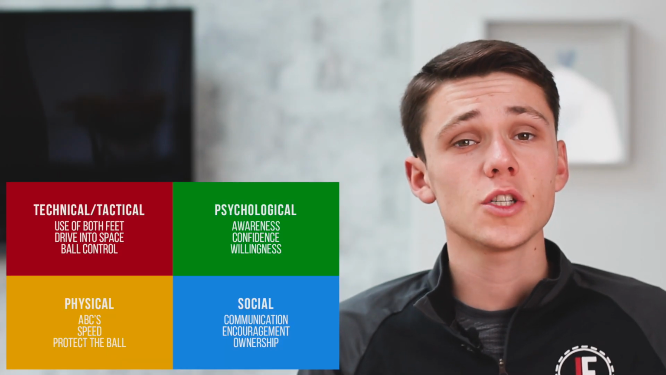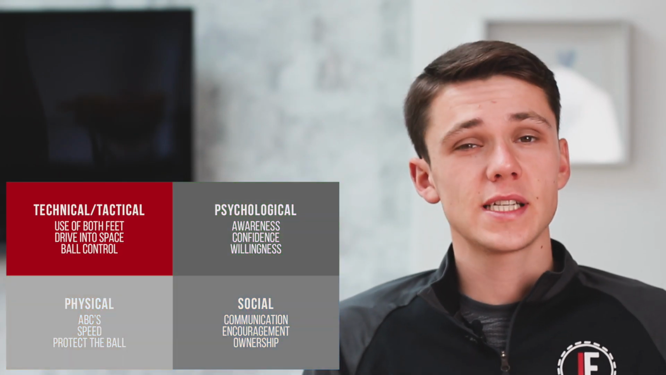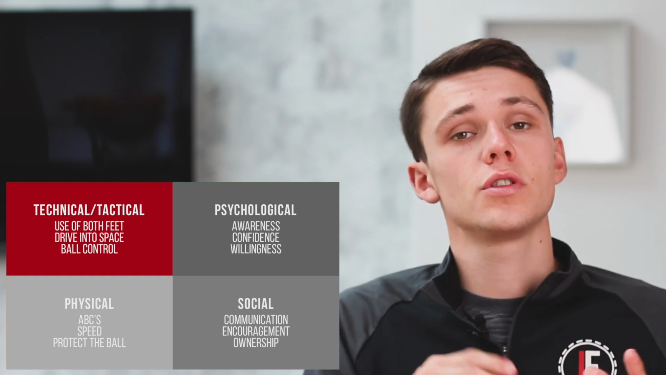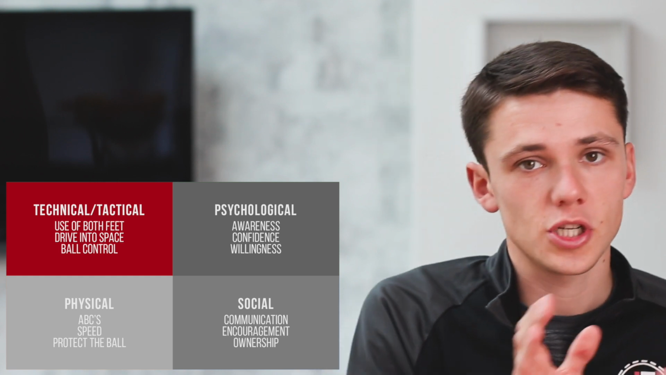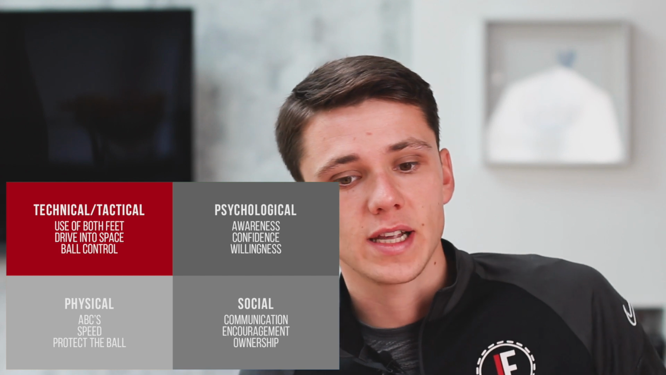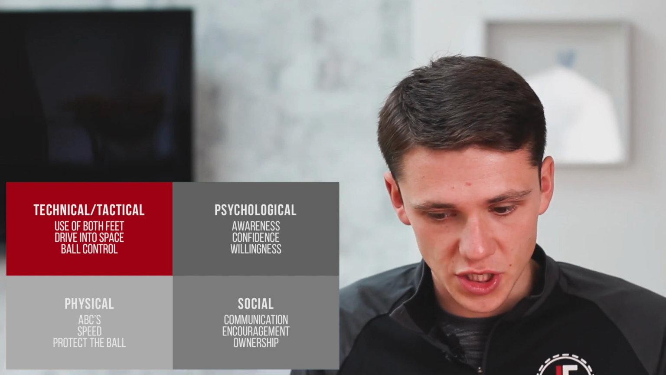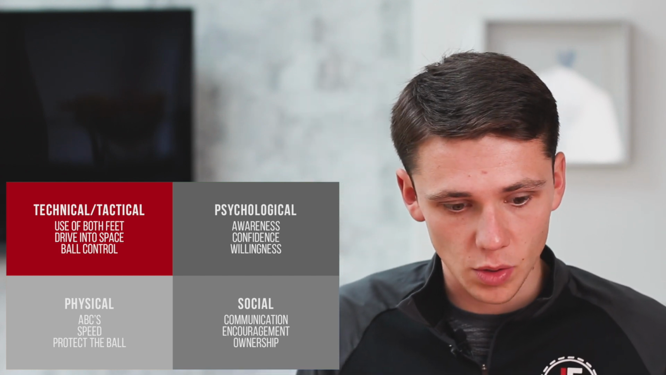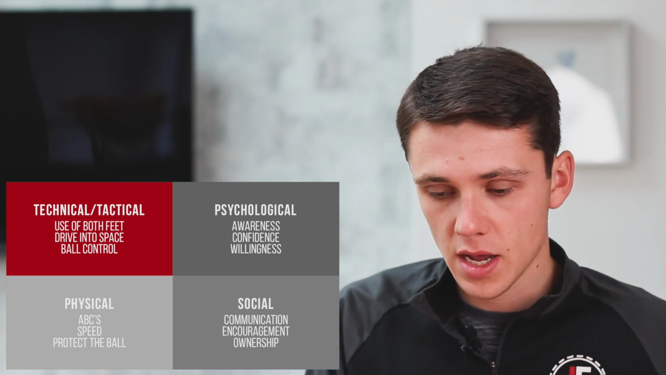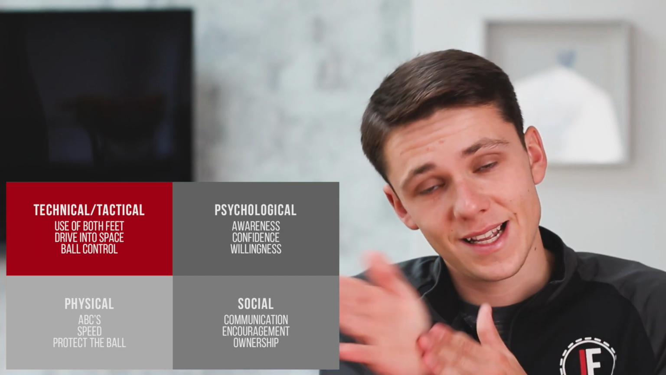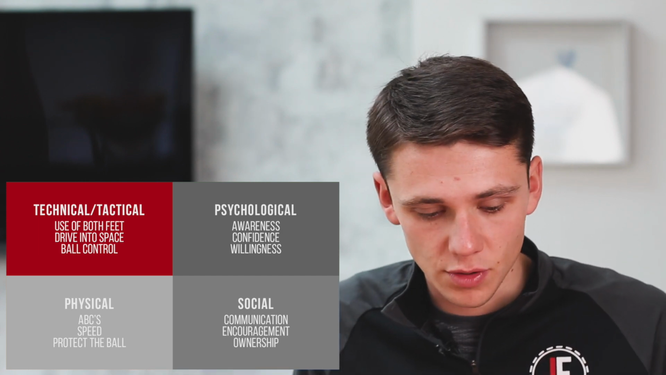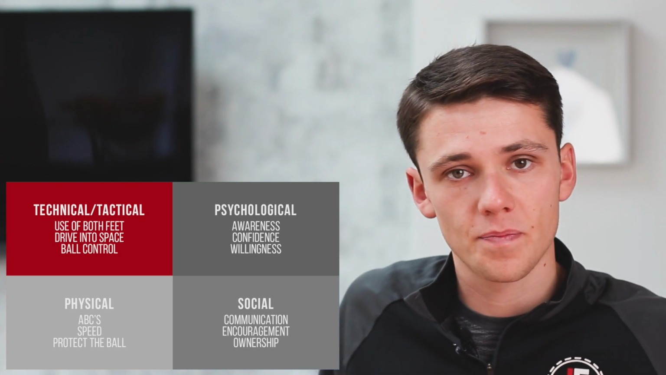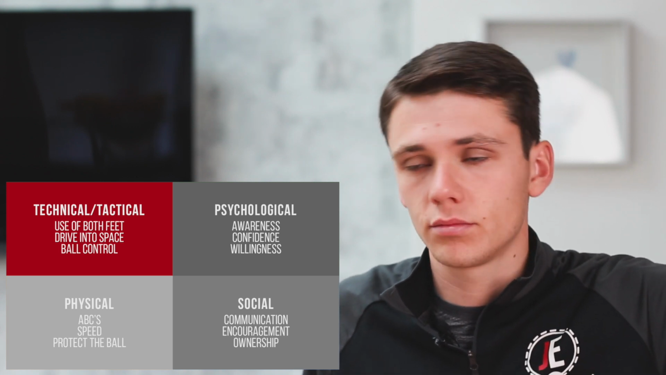Okay, so taking a look at this week's 4-corner model, starting off with technical and tactical. We're looking at using both feet, so being able to shift the ball from left to right, right to left. If we're in situations where we're trying to protect the ball, let's say we're a left winger but we're right-footed and we're looking to drive inside the pitch using our right foot, we've got to be able to hold the player off and use the left side of our body.